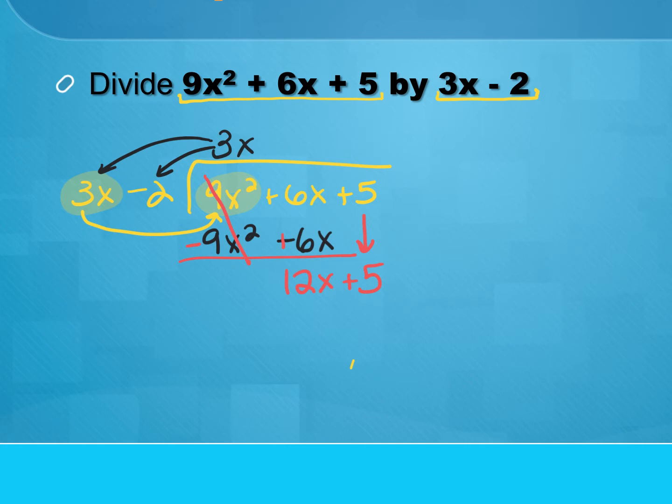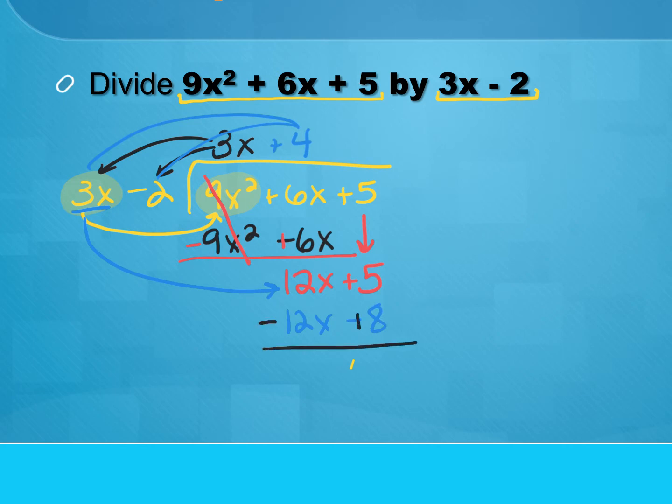Repeat the process. What do I multiply 3x by to get to 12x? What's 4. Good? 12x divided by 3 is 4. Multiply that 4 times both terms. 4 times 3x is 12x. 4 times negative 2 is negative 8. Change your signs and add. 12x's cancel out like they're supposed to. What's left is 13.